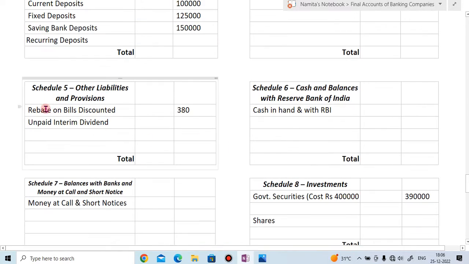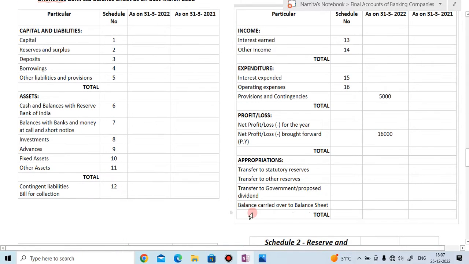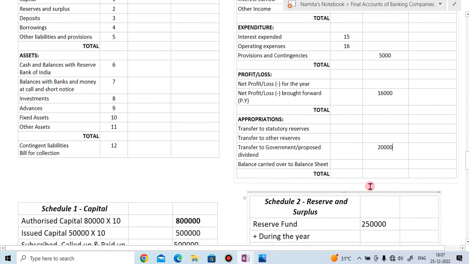So right here, unpaid interim dividend 3,000, okay. And in the appropriation you will see the words transfer to the government or proposed dividend. Okay, so 20,000 you will write in the profit and loss account, in proposed dividend.